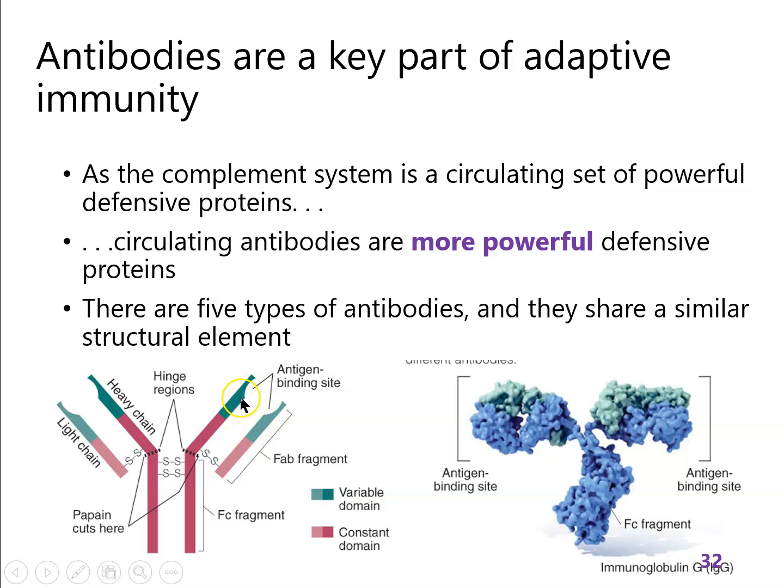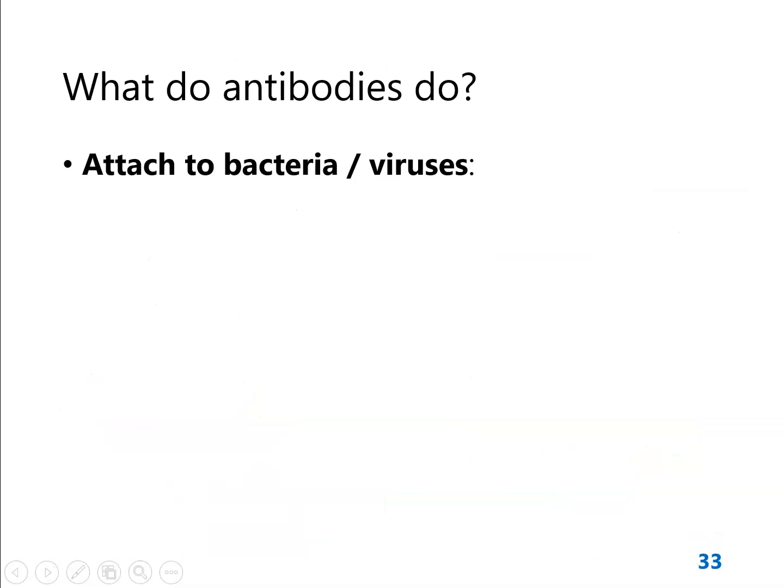Every cell makes a different version of this. So the antibodies that come from one plasma cell have one version of this. The antibodies that come from a different plasma cell might have a completely different version of this. And this is what makes them specific. This is what they use to identify antigens.